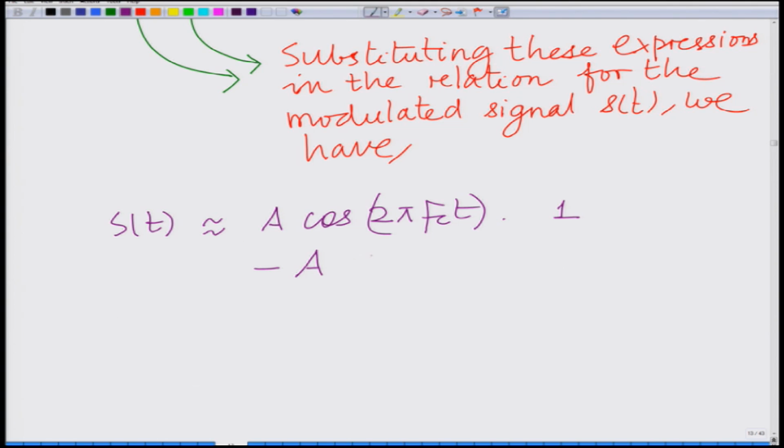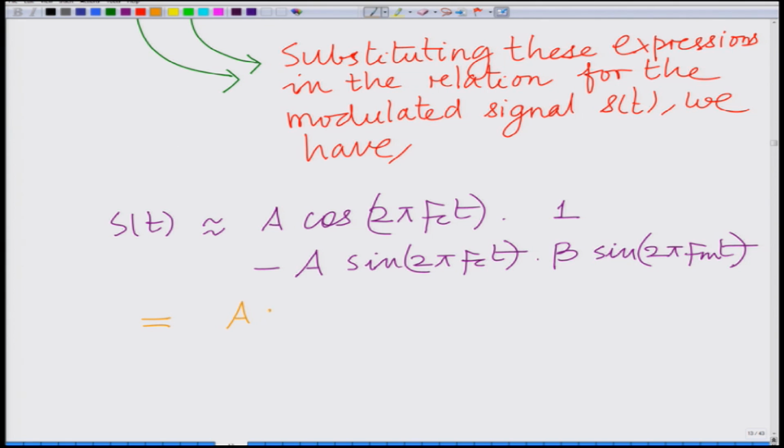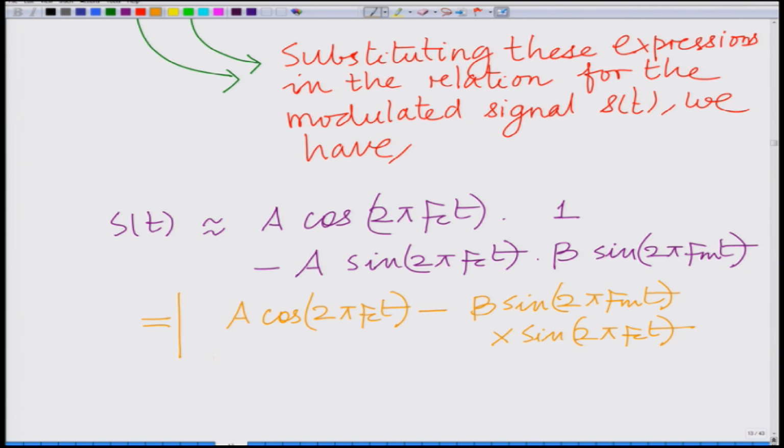minus Ac sine 2 pi fc t into beta sine 2 pi fm t, which is equal to Ac cosine 2 pi fc t minus beta sine 2 pi fm t into sine 2 pi fc t, and this is the approximation for your narrowband modulated signal.